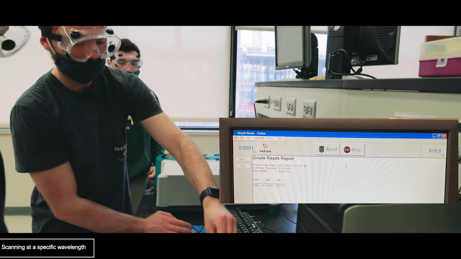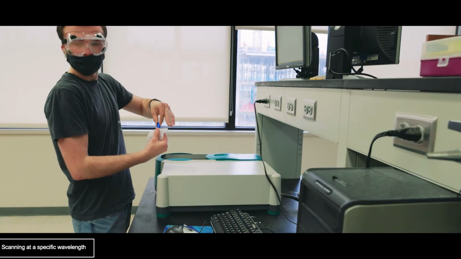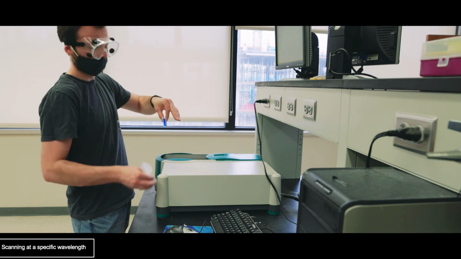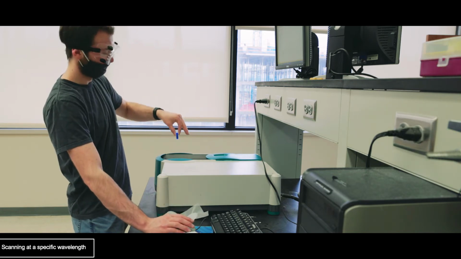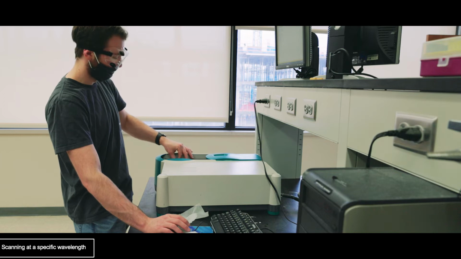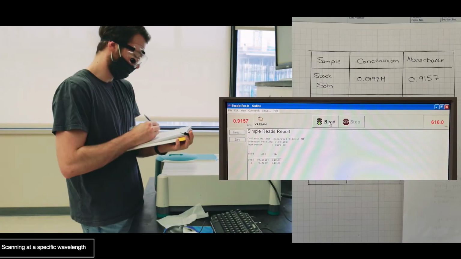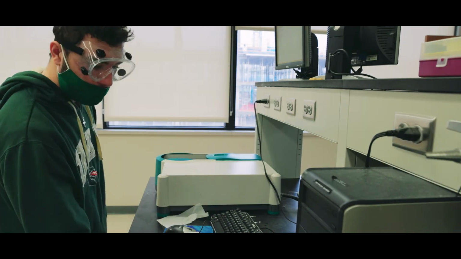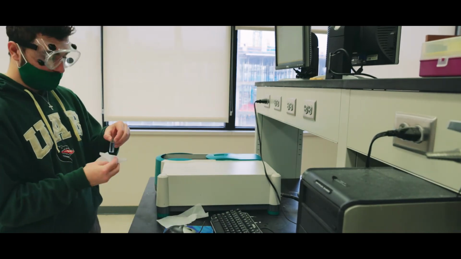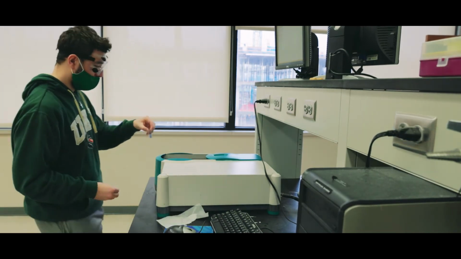Then each sample is placed within the spectrophotometer after wiping down the sides, and they press the reads button. The absorbance is measured and written down. The table to the right shows the concentration and absorbance measures obtained during this experiment.